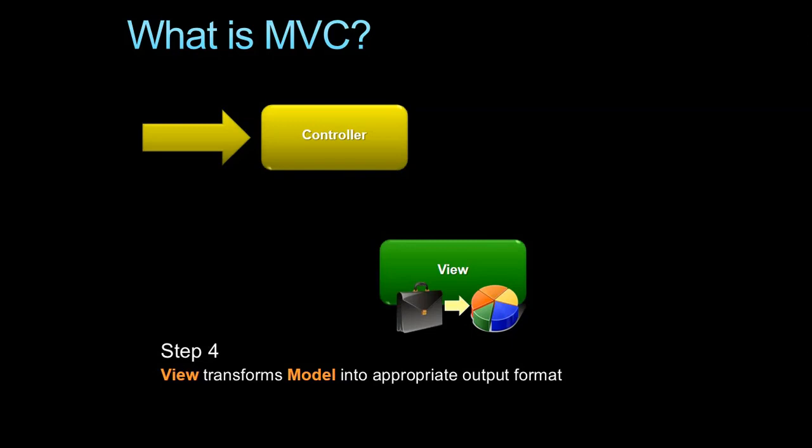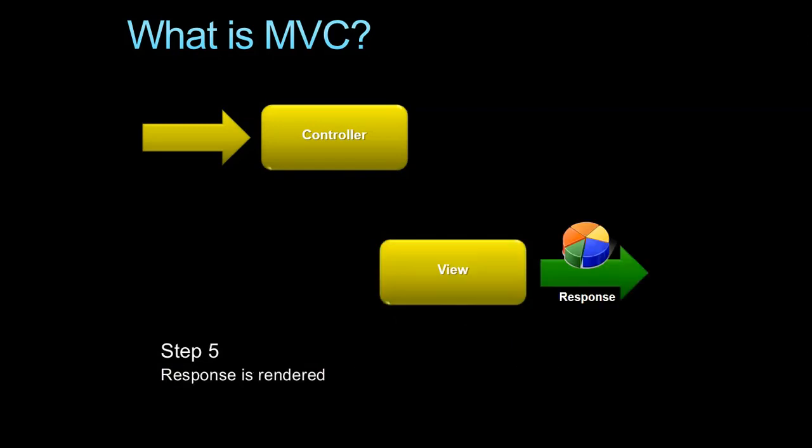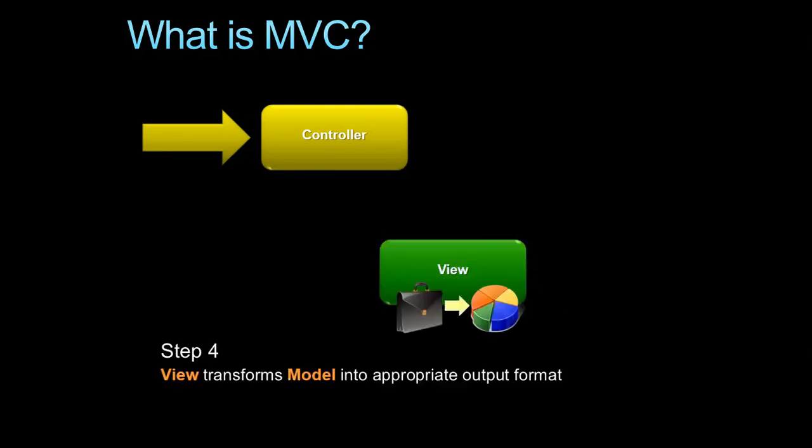View transforms model into appropriate output format. Step 5, response is rendered. Okay, then you get the output. That's all. All right, please remember this.